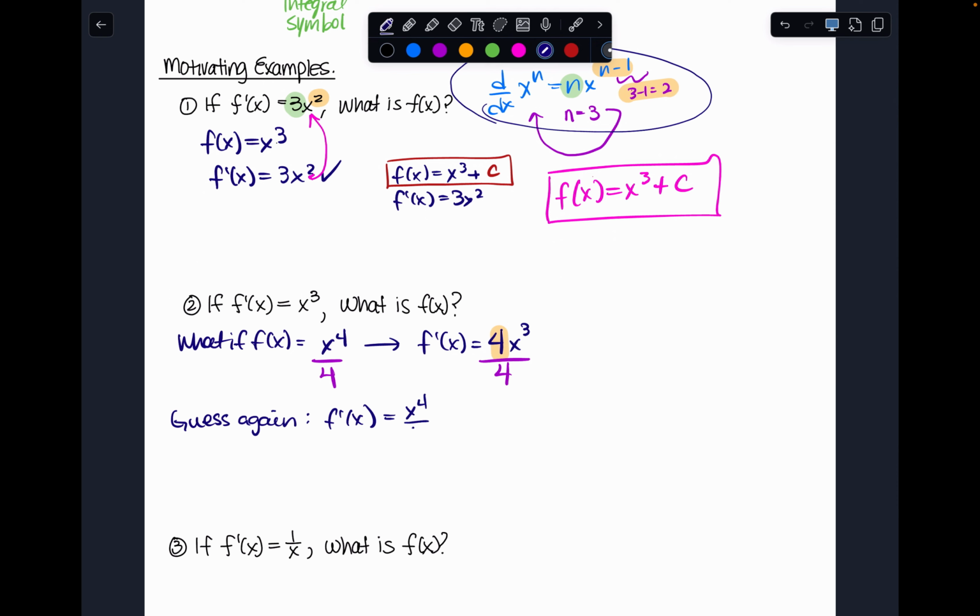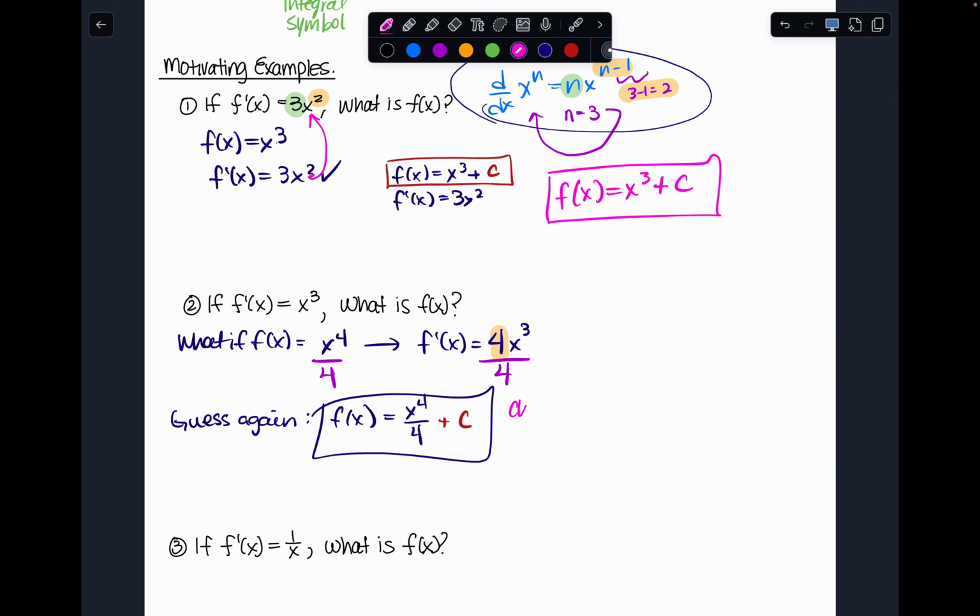Now we'll guess again as x to the 4th over 4, but we also have to remember I could add 1 to that, I could add 44 to that, I could add 92 to that, I could add any constant number to that. So when I state what f is, and forgive me, I put a prime there, that should just say f. When we state what f is, we always remember to add the constant of integration.